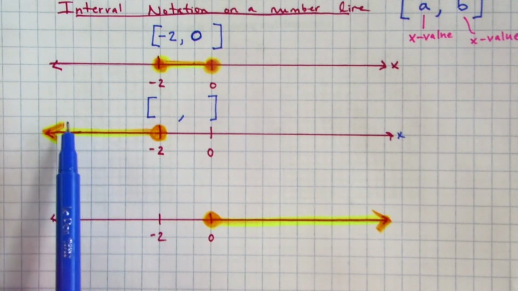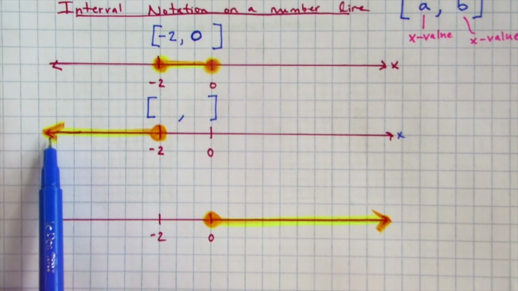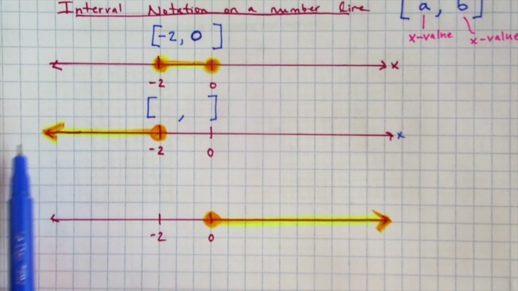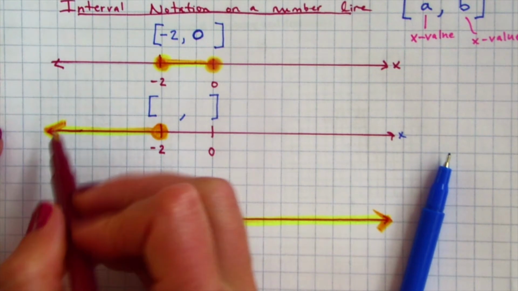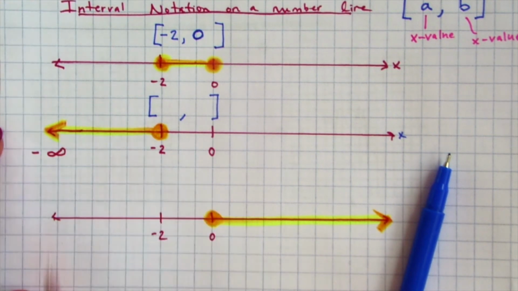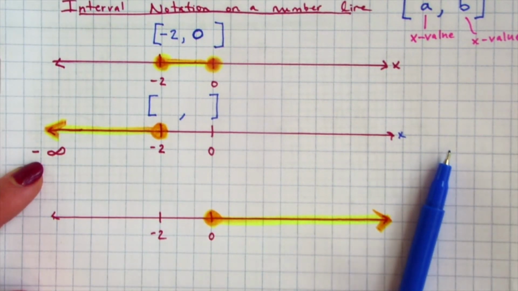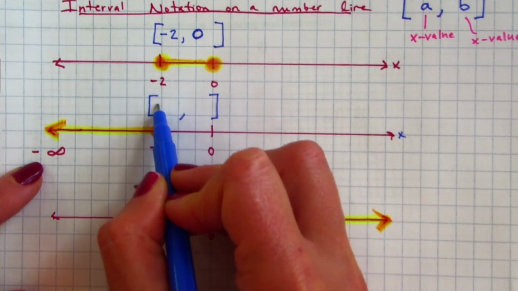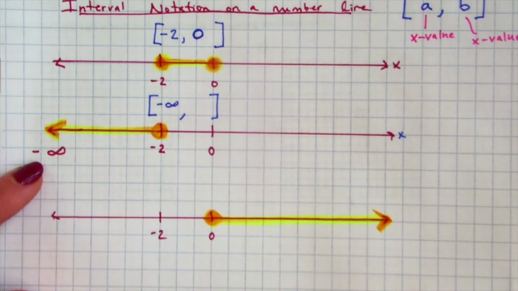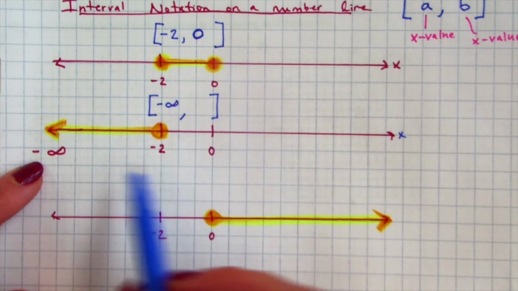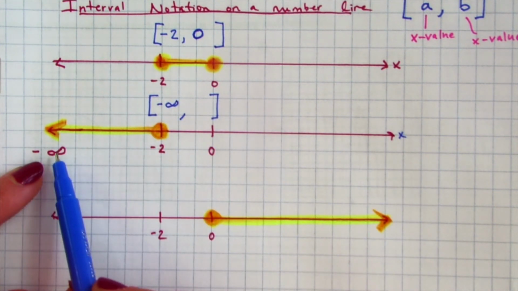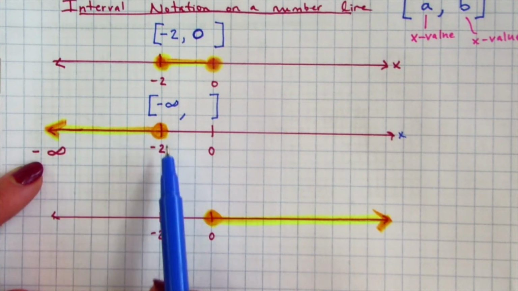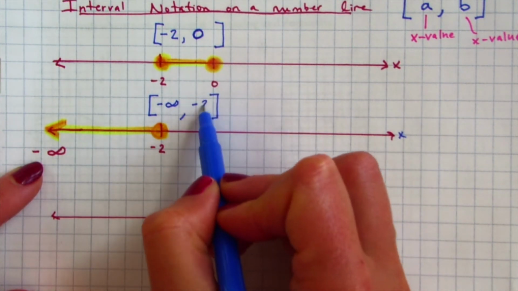So I'm going to ask you to think about in math what happens when we go to the left on the number line forever and ever. And the answer is going to be -infinity. So a little bit weird, but the first number in our interval here, or our A value, is actually -infinity. So the highlighted part goes from -infinity, moving right to -2.